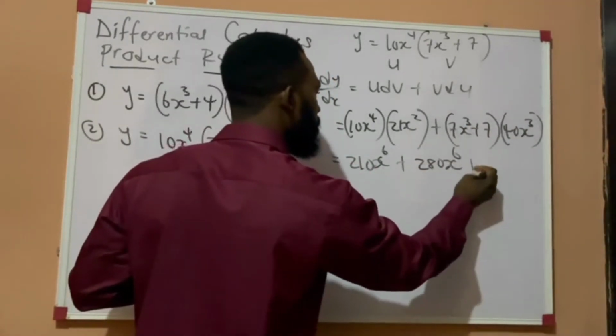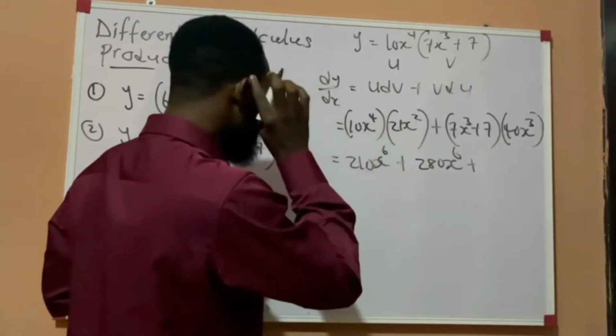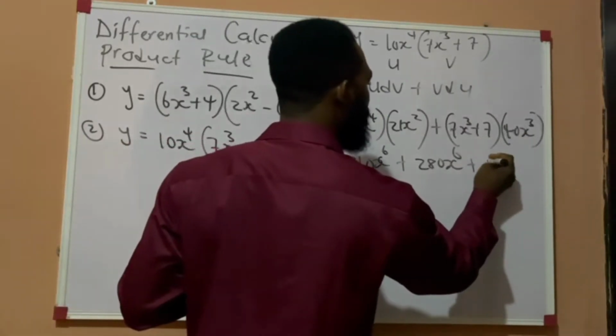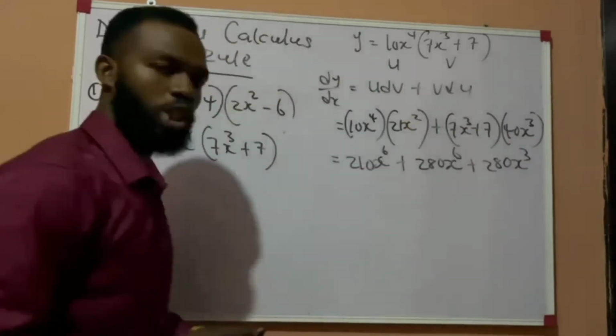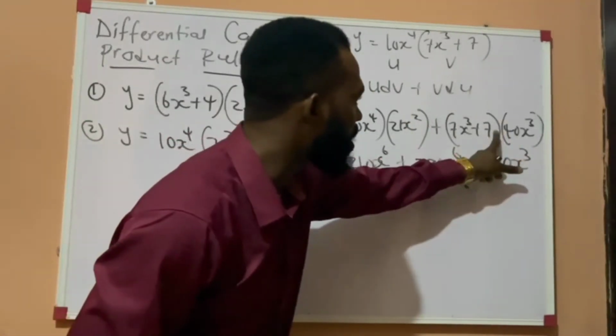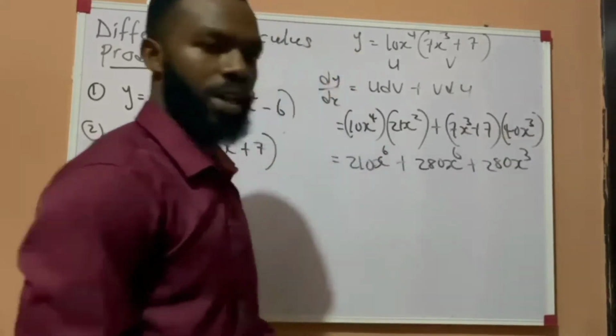Now plus 7 times 40. 7 times 40 again will also give us 280. But this time it will be 280x cubed. Because why? This 7 is not carrying x, so the x cubed comes down here.